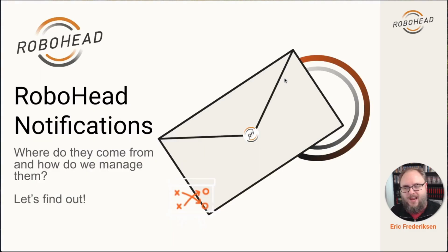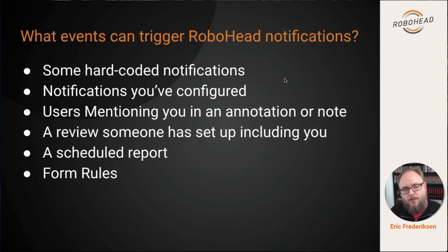So RoboHead notifications, where do they come from? How do we manage them? There are a number of different events that can trigger RoboHead notifications. Some of them are hard-coded. Some are ones that you've configured. Some will come from users mentioning you in an annotation or note, or it could come from a review that someone set up, including you. There's also a scheduled report and form rules.